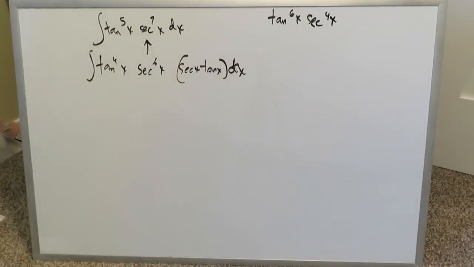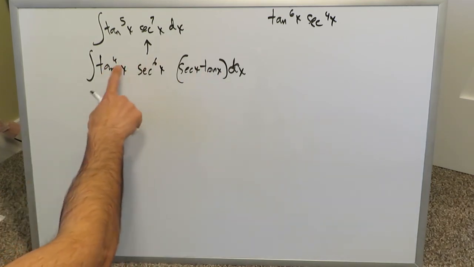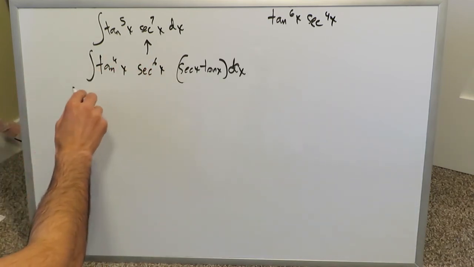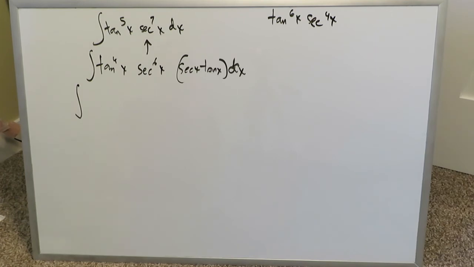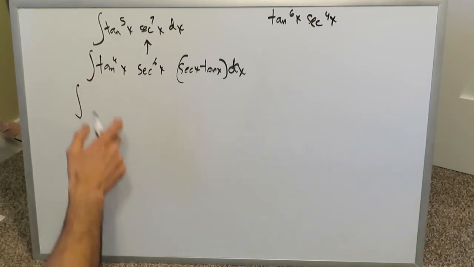I've not done anything other than just manipulation, and this is very legitimate, valid manipulation we can do. I've plucked this out and I've brought the powers into more manageable forms. I can do another thing over here to make the question even more manageable. I can think of this in terms of the trigonometric identity.